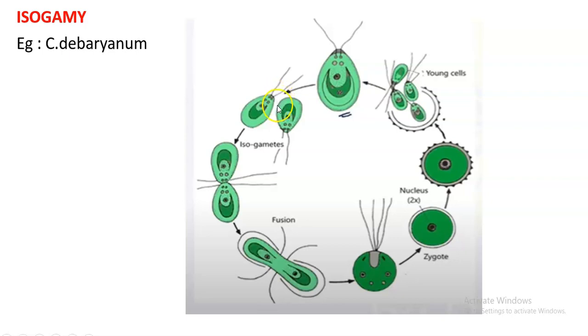These gametes, though morphologically they look similar, will be physiologically different. That means their reproductive strain will be different. That's why they have the fusing ability. You have to write only one sentence: though these gametes are morphologically similar, they are physiologically dissimilar, that's why they are able to fuse.